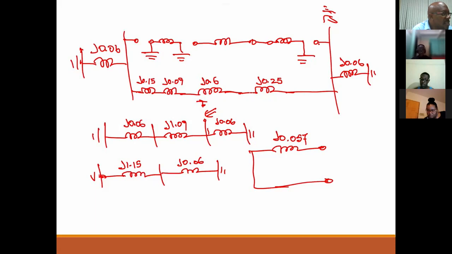Connected the positive and negative sequence in parallel with each other, technically in series. Okay, so it is 1 over 0.15 plus 0.0975. Yes, sir. And what did you get for I1? I1 is negative J4.0404 repeating. Okay, beautiful. Which means that I2 is the opposite, the inverse of that.